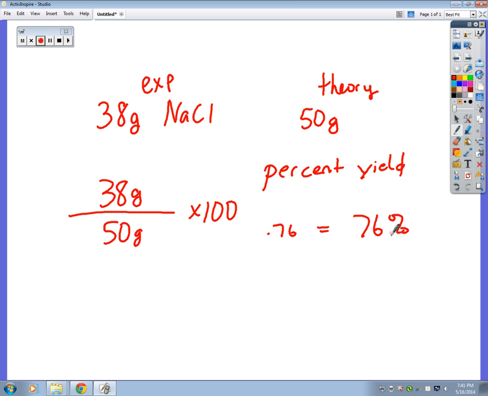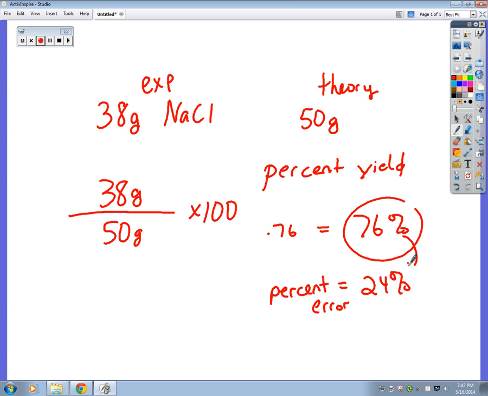Now, quickly, if you want to find percent error, how far off you are, if 76% is what you yielded, what's the difference between that and 100%? Oh, I didn't multiply, sorry. So what's the difference between that and 100? 24. So the percent error is 24%, just by doing it this way.